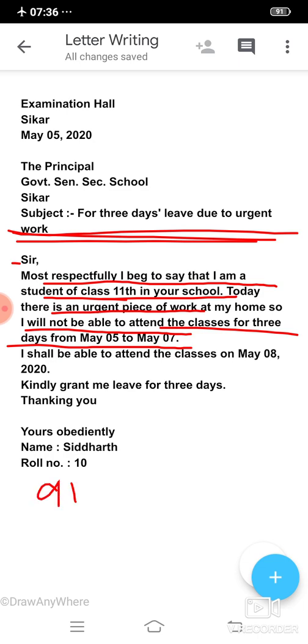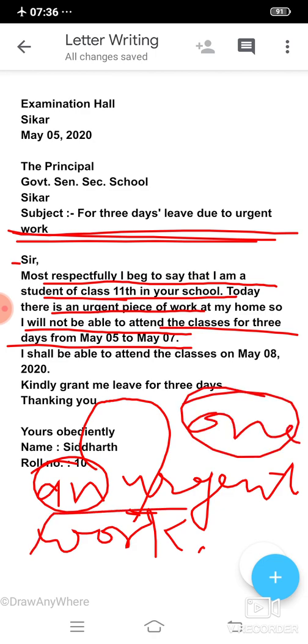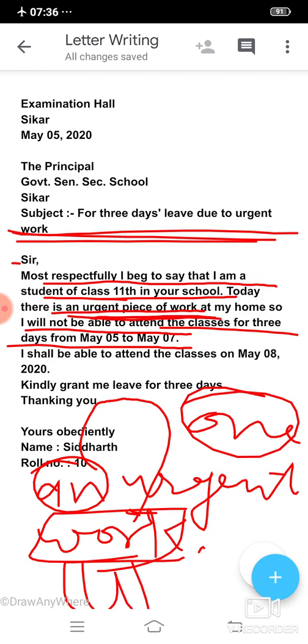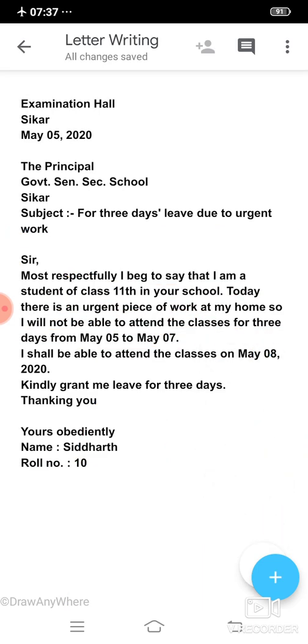Generally we write here an urgent work, which is wrong. An urgent work means the work is one. And as you know very well, work is uncountable, and before uncountable nouns we cannot use the article a or an. But if we are using an urgent piece of work, in that condition we are using an for piece, not for work. So an can be written if we are using this phrase. Be cautious while writing this statement or line.